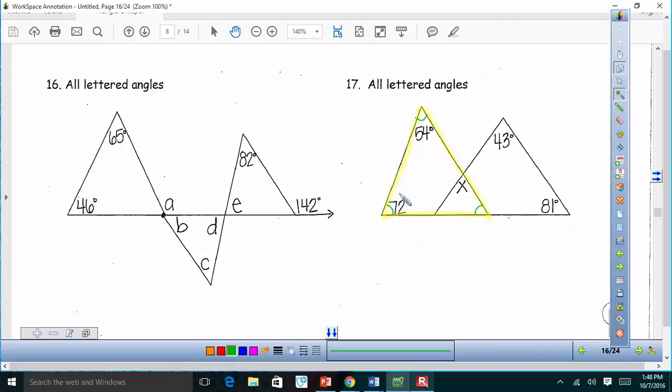So I would do what to find that third one? Add them. 72 plus 54 would give me 126. We'd subtract that from 180 because I know all 3 angles in a triangle add to 180. That would give me 54. So I know this third angle is 54 degrees.